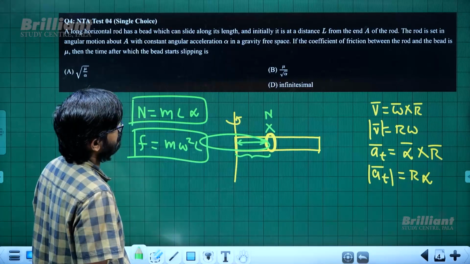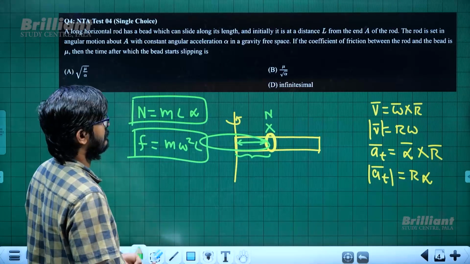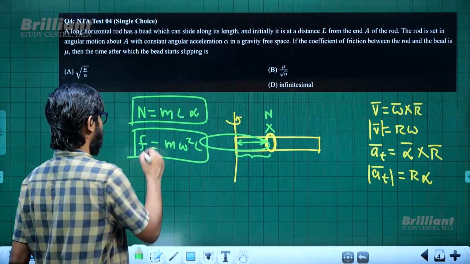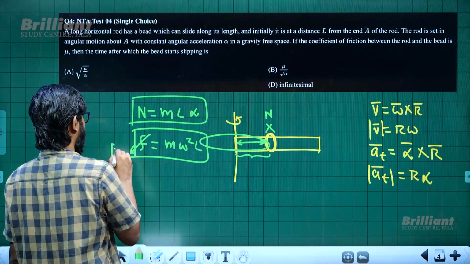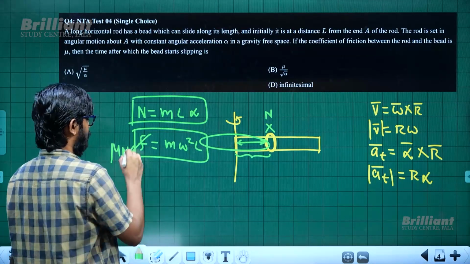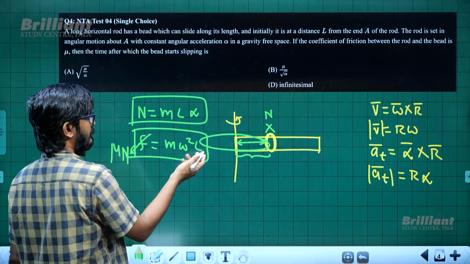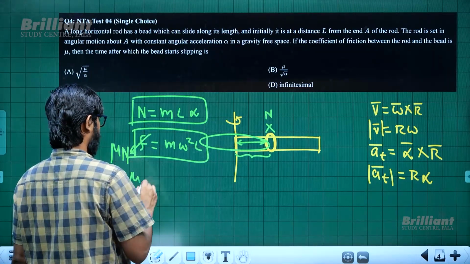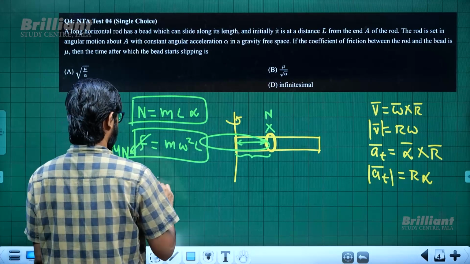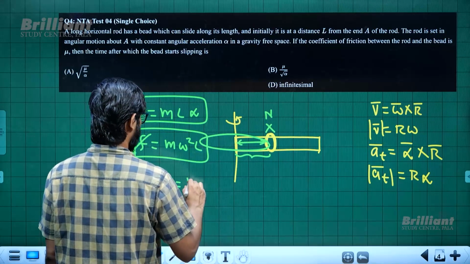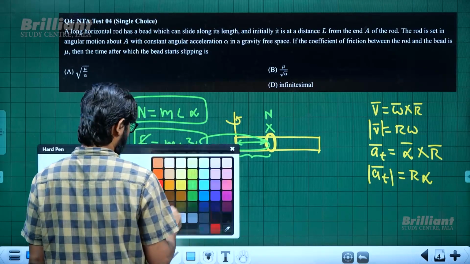Now they are asking at what time it will be slipping. So friction must not be sufficient. So friction will turn out to be the critical value, mu into N, right? So for what omega friction will be just sufficient, we will be seeing. So mu into N is m omega square L. I can substitute N, right? Mu into m L alpha equals m omega square L. How to find omega in terms of alpha?